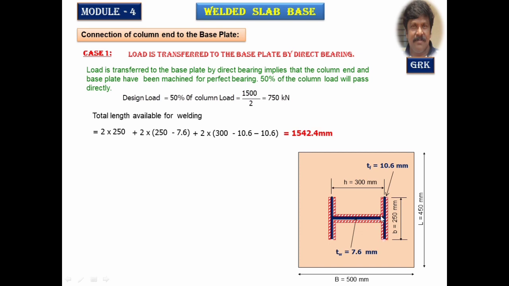All these corners are the ends, the toe ends and the root ends. This is a toe end, this is a root radius end. You cannot weld it. Therefore, you can reduce that length, which is equal to 2 times the size of the weld. But here we are just neglecting that and taking it equal to 1542.42 mm as the length available.